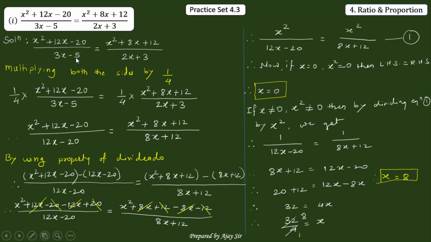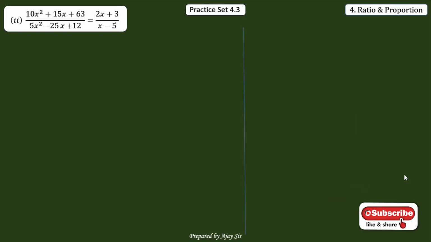We converted the given question into reduced form by using the property, and at the end you will get the value of x. Like this you have to solve the next question also. So let us start the next question. So this is our next question. Let us observe this question.